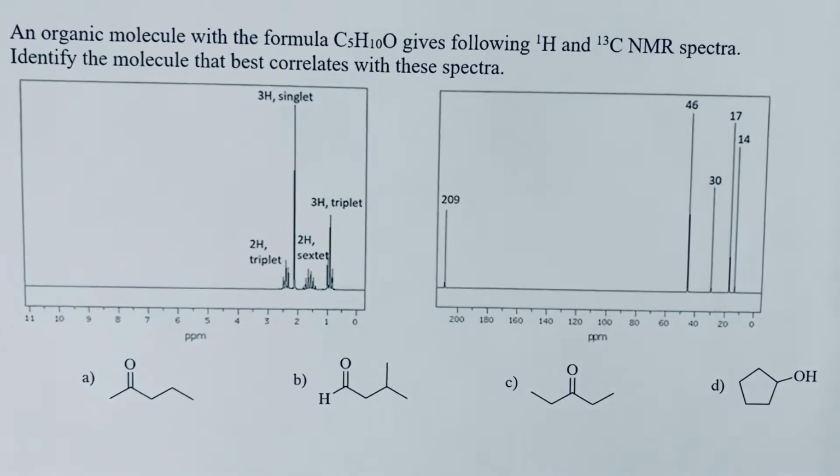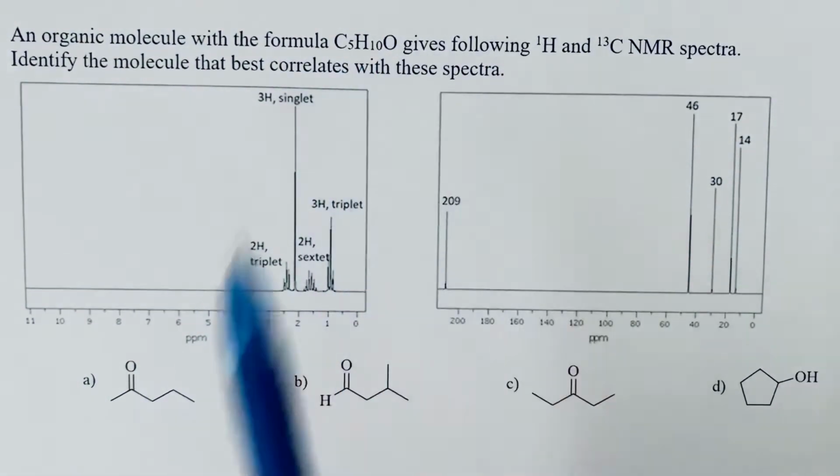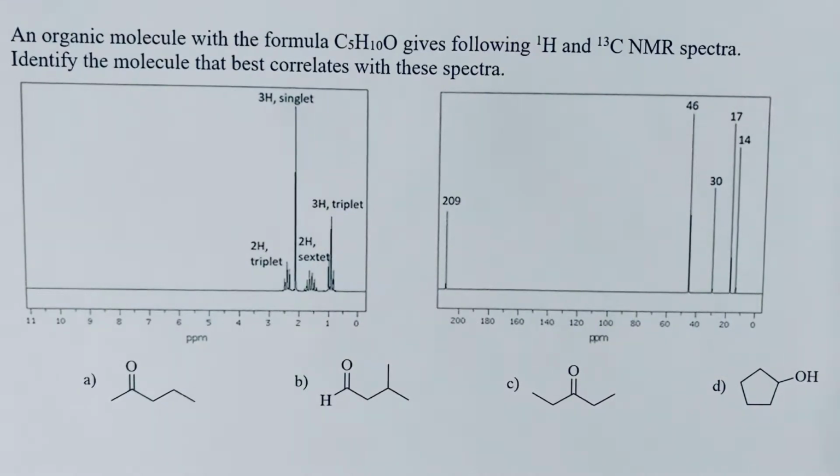An organic molecule with the formula C5H10O gives the following proton and carbon-13 NMR spectra. Identify the molecule that best correlates with these two spectra. They're corresponding to the same molecule. So there's a lot of ways that we can approach this.